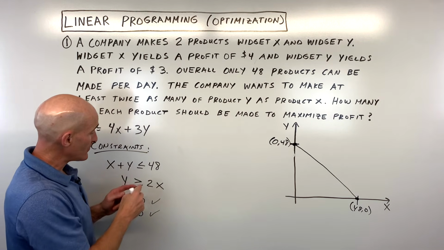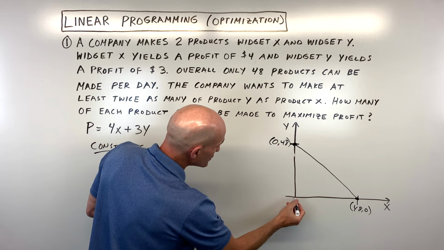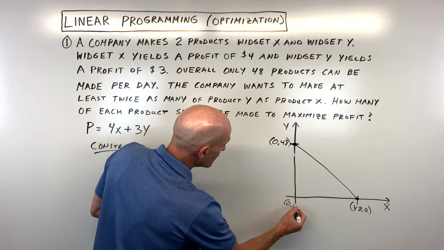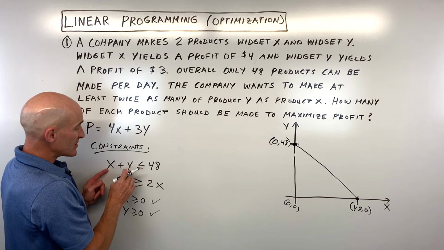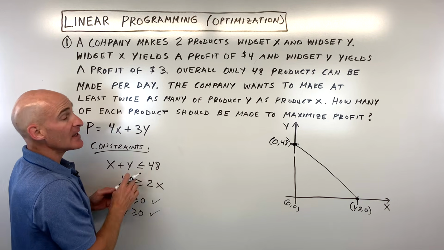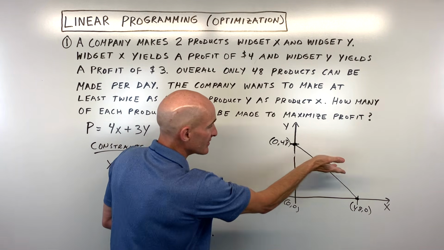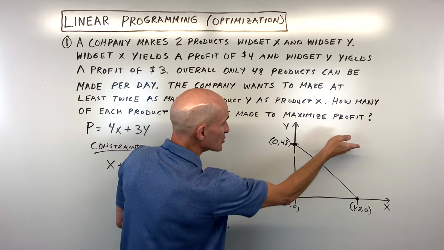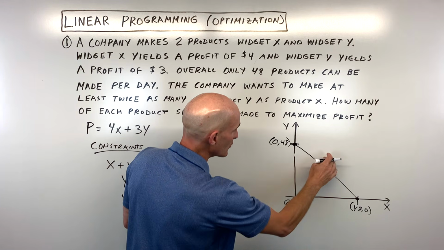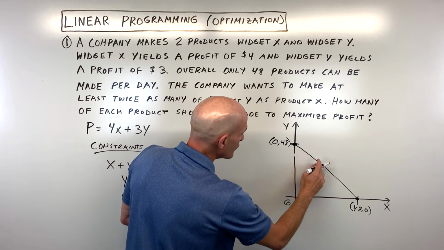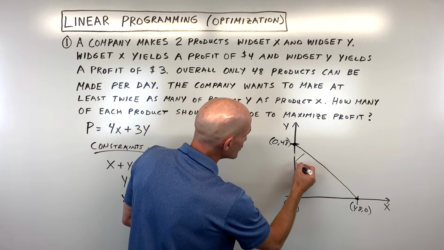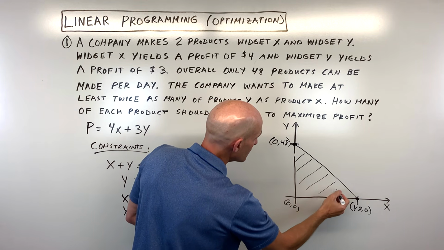And then if we do a test point, let's say for example I do the origin point here, 0, 0. 0 plus 0 is 0. Is that less than or equal to 48? Yes, so that means that this side of the line is the true side, and this side is the false side. If this was false, we'd shade the other side. So you're just testing to see which side is true. So that's going to put us right here. Okay, so I'll just shade that lightly here.